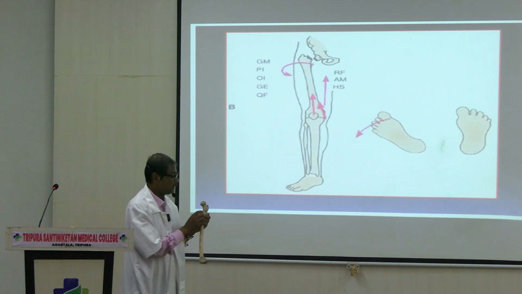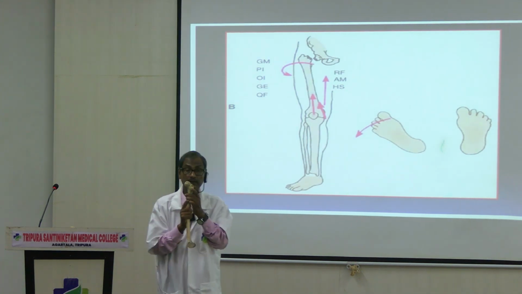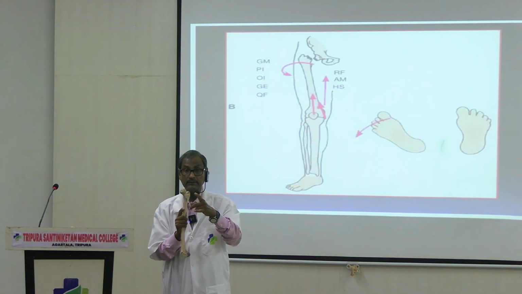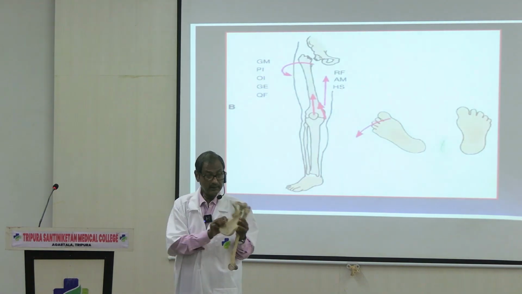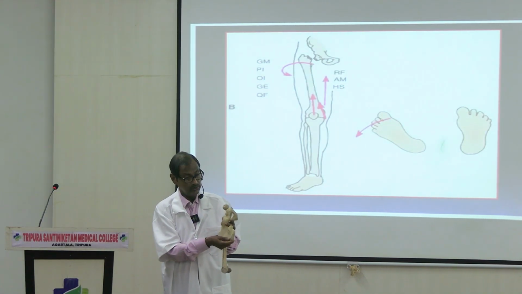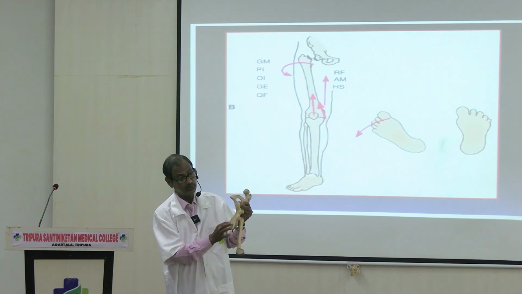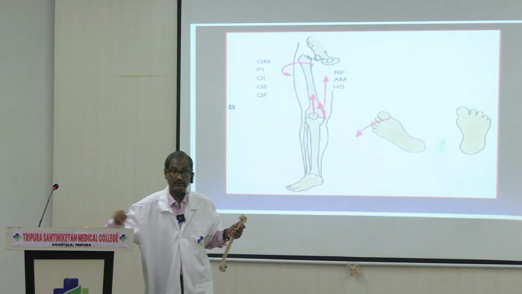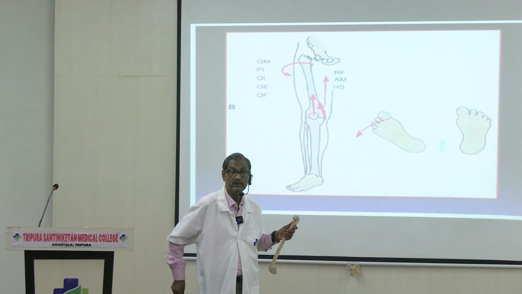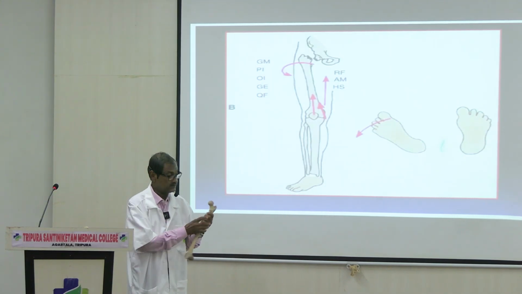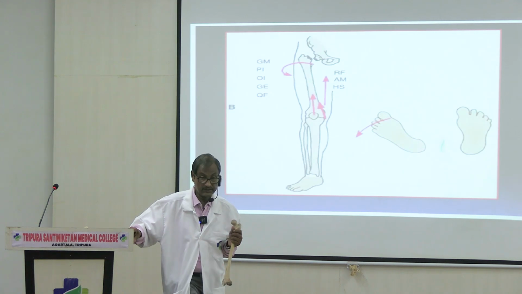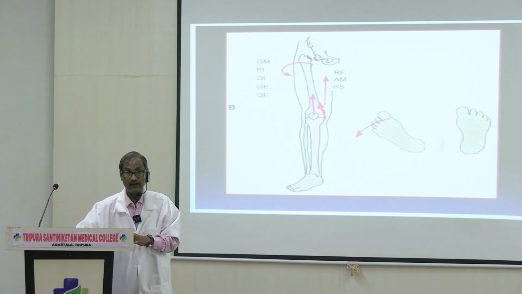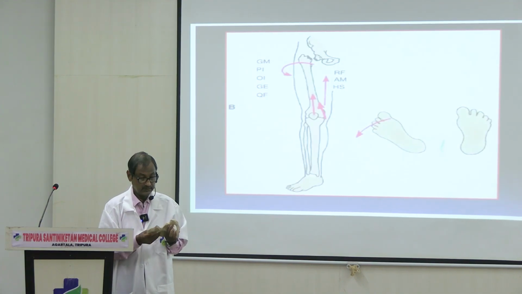And the lesser trochanter muscle, what is the muscle attached to the lesser trochanter? Iliopsoas. Iliacus and psoas. Iliacus is coming this way, from the internal surface of the iliac bone. Psoas comes from the spine, the processes of the vertebrae. So the iliopsoas muscle is attached here, and it is a prime flexor of the hip joint. Another flexor of the hip joint is the sartorius.